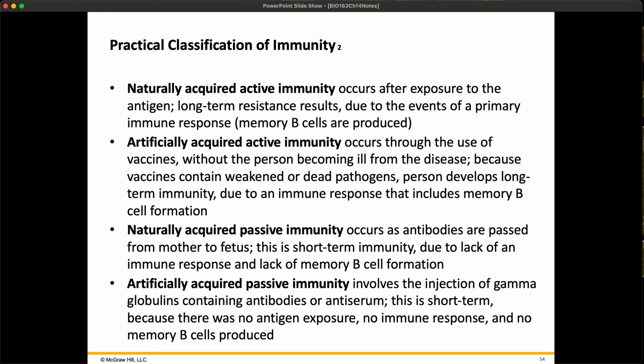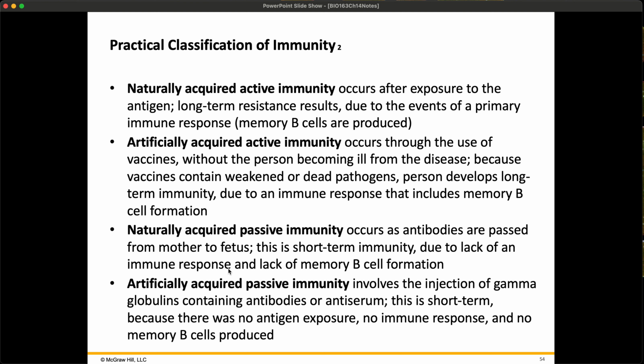So what they can do instead is take people who have recently had COVID and take their blood, and centrifuge it to separate the antibodies, the serum, from the actual red blood cells. They give them their red blood cells back. We don't need those. And then they take the serum that has the antibodies against COVID, and they'll give you an injection of that. So that's the artificially acquired passive.